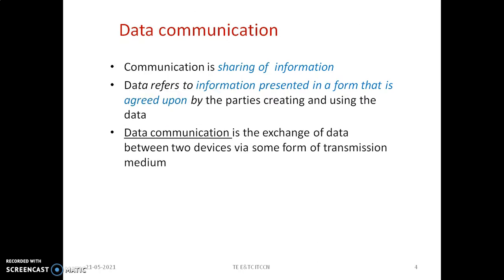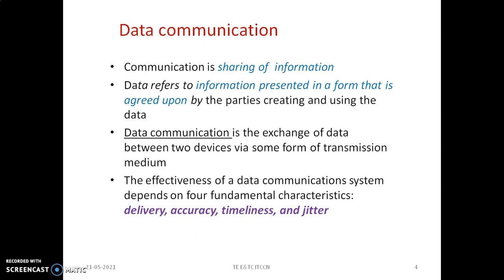So data communication as a whole, we can say it is the exchange of data between two devices via some form of transmission media. So exchange of data occurs between the sender and receiver with the help of the transmission medium, which can be a wired media or it may be a wireless media.